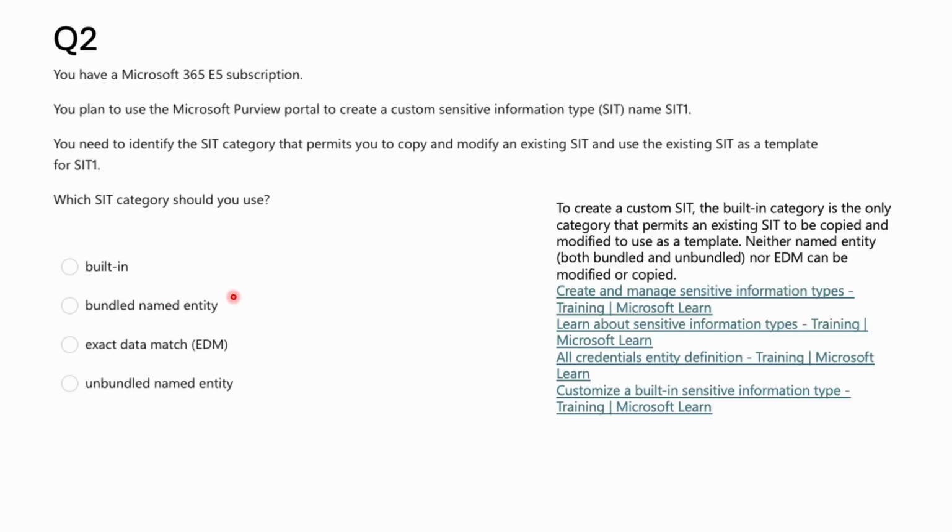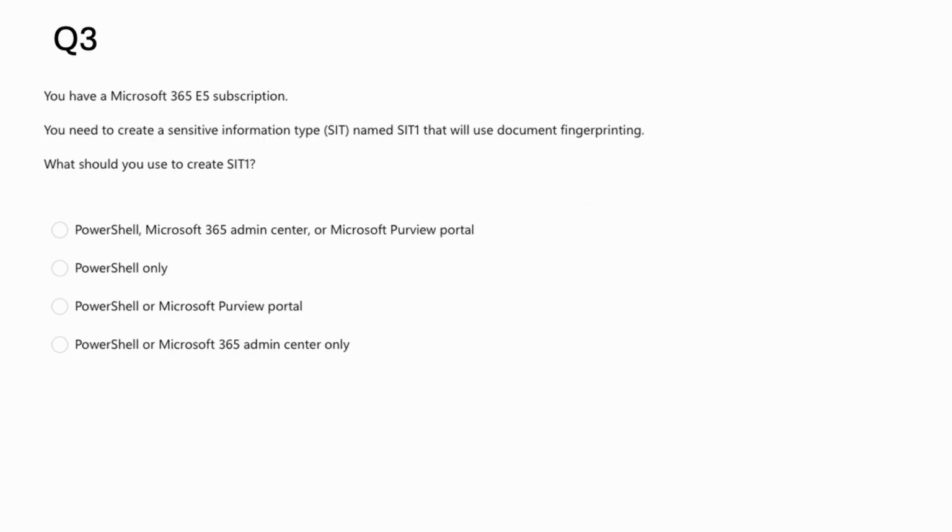Let's see what Microsoft says. If I take the Microsoft reference, it says that to create a custom SIT, the built-in category is the only category that permits an existing SIT to be copied and modified to use as a template. Neither named entity, both bundled or unbundled, nor EDM can be modified. You can take these references from there. So the right answer is going to be built-in.